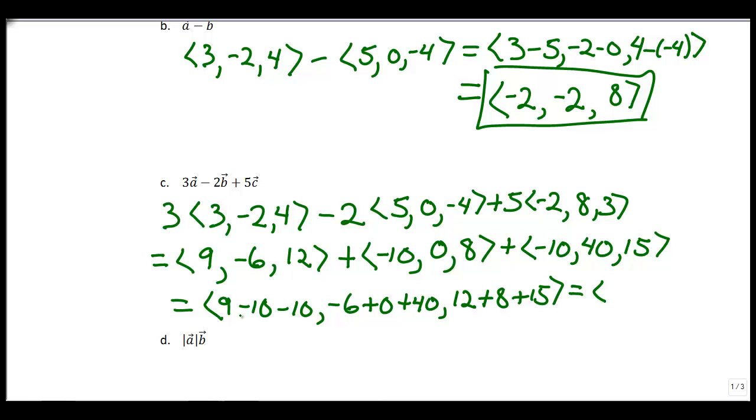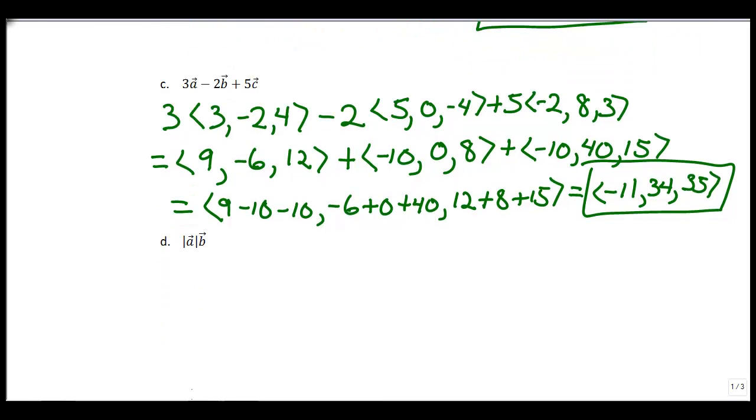And so in the end, that's negative 20 plus 9, that's negative 11. 40 minus 6 is 34. 12 plus 8 is 20, plus 15 is 35. So it turns out that 3A minus 2B plus 5C is negative 11, comma, 34, comma, 35. So this is actually a linear combination of A, B, C, if you're familiar with that terminology.